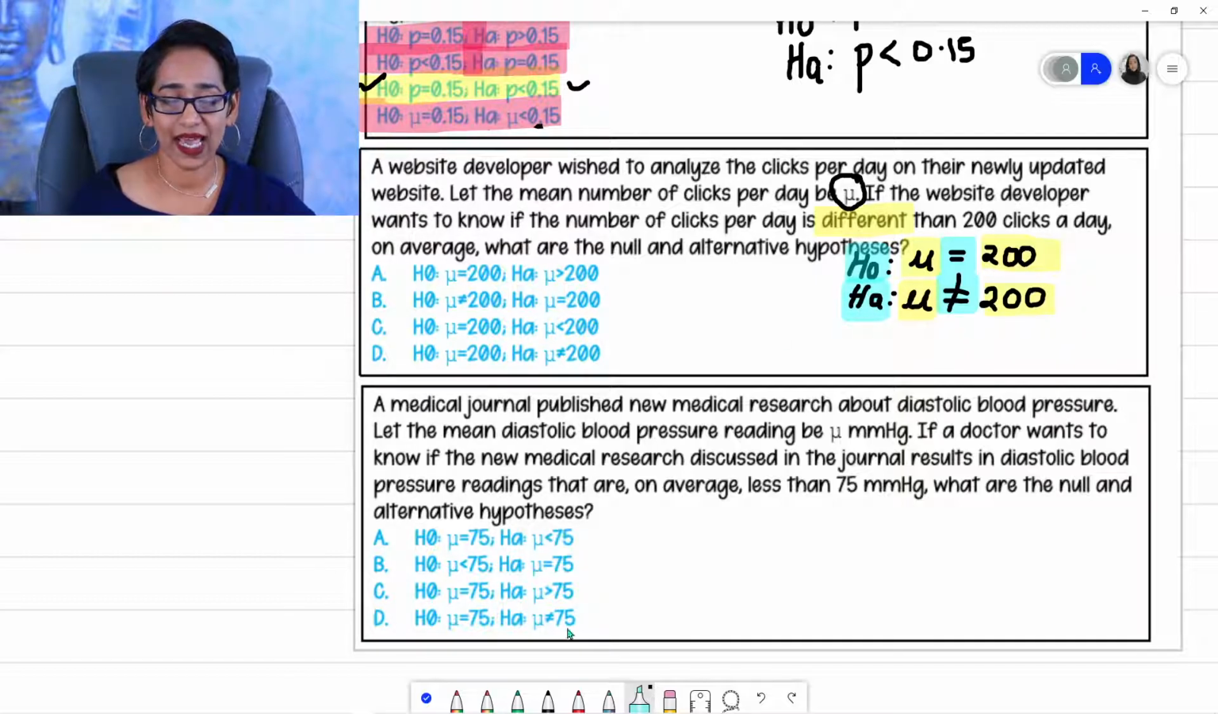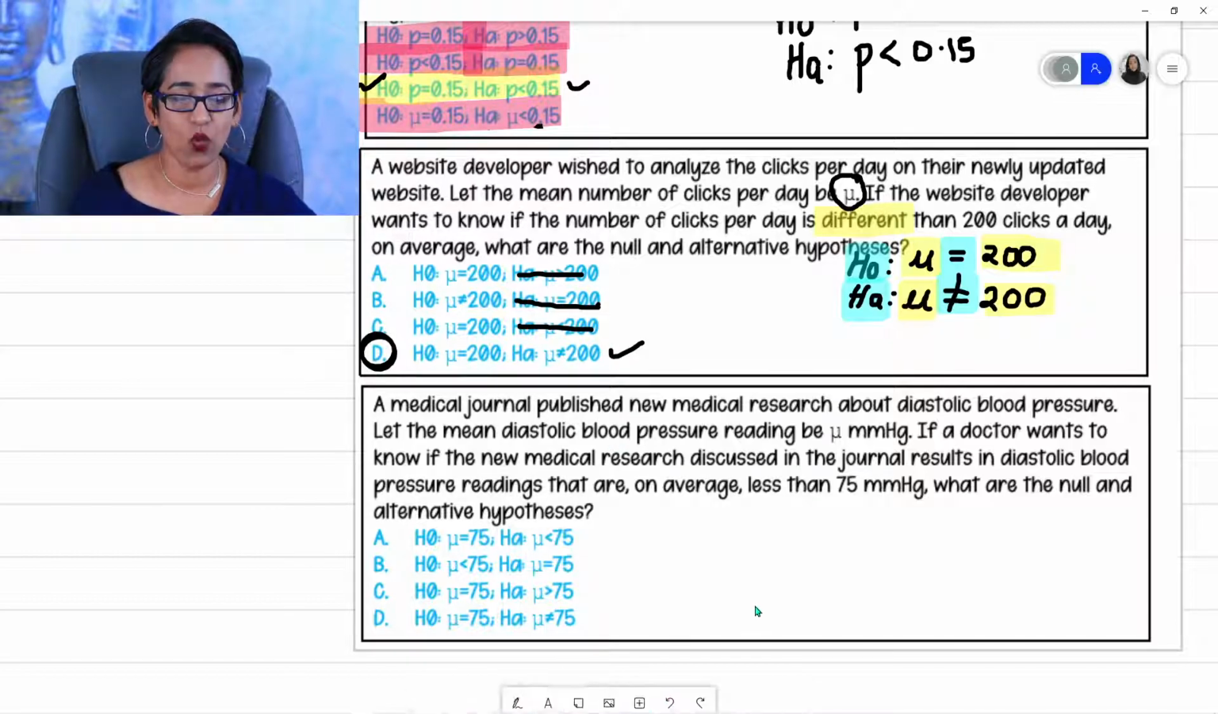So this is what I have. Now I'll see which one matches. So I'm looking for HA not equal to. So definitely not this one. Definitely not this one. Definitely not this one. Which one only has an option of not equal to? Option D. There you go.